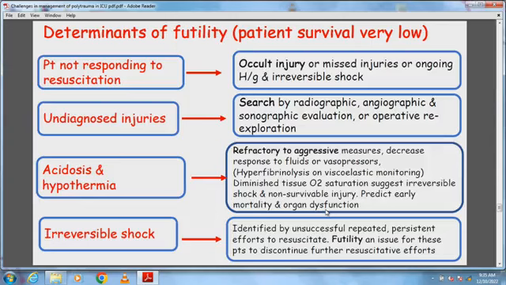To determine whether the patient is going to survive or not: if the patient is not responding to resuscitation, it indicates either the patient has an occult injury or missed injury, ongoing hemorrhage, or irreversible shock. Undiagnosed injury is searched for by radiography, angiography, sonography, and operative re-exploration. Acidosis and hypothermia again become refractory to aggressive measures. Irreversible shock should be identified if there is unsuccessful, repeated, persistent effort to resuscitate the patient. Then futility is an issue, to discontinue further resuscitative effort.